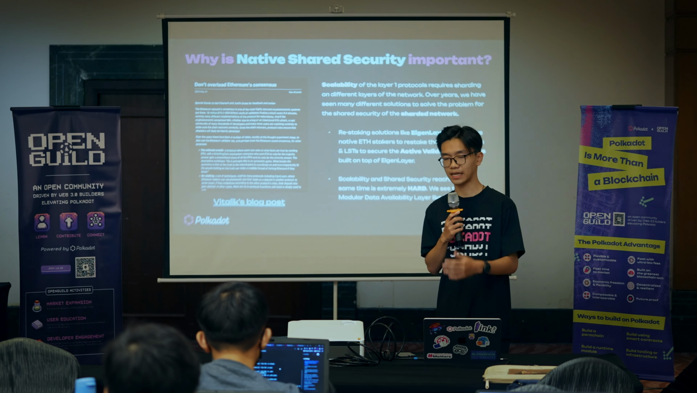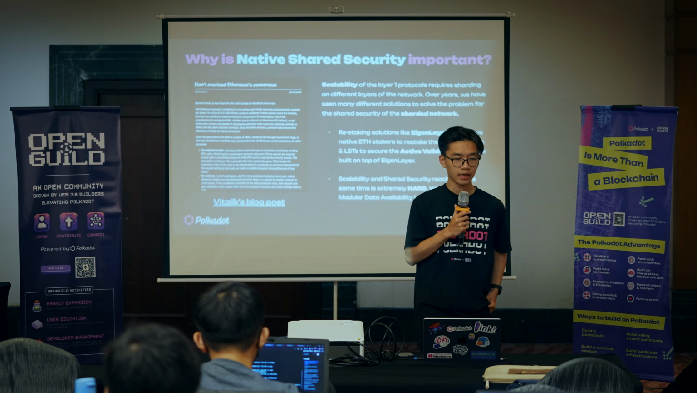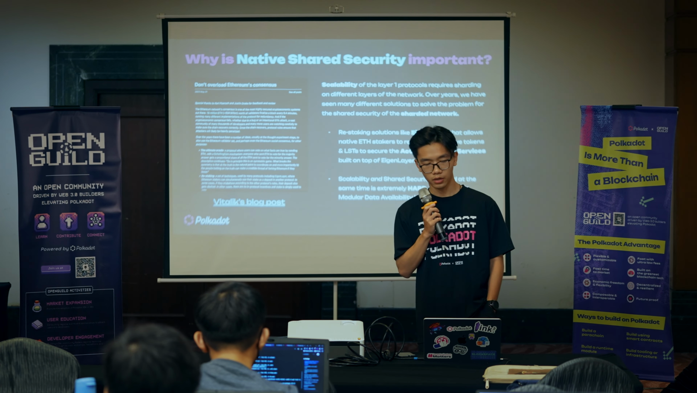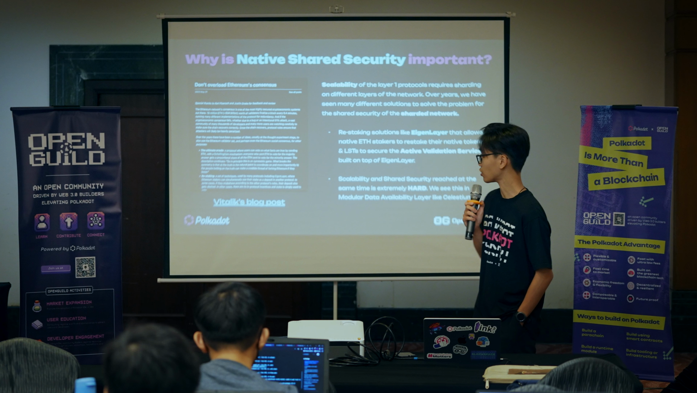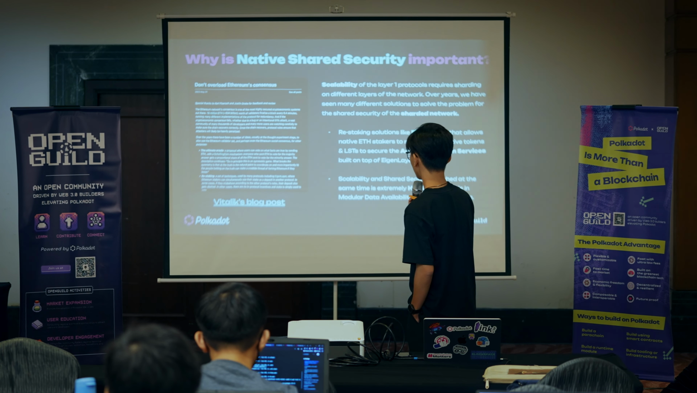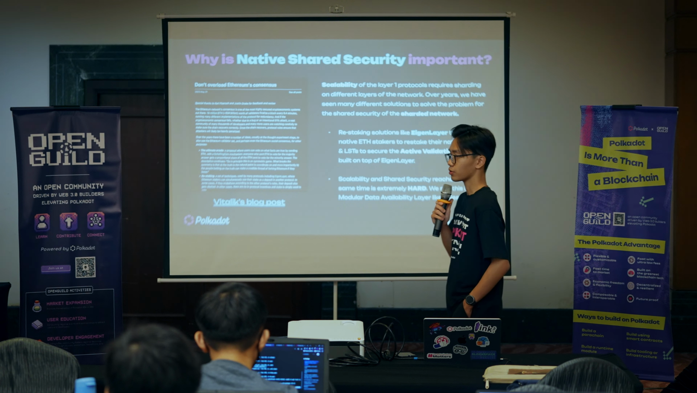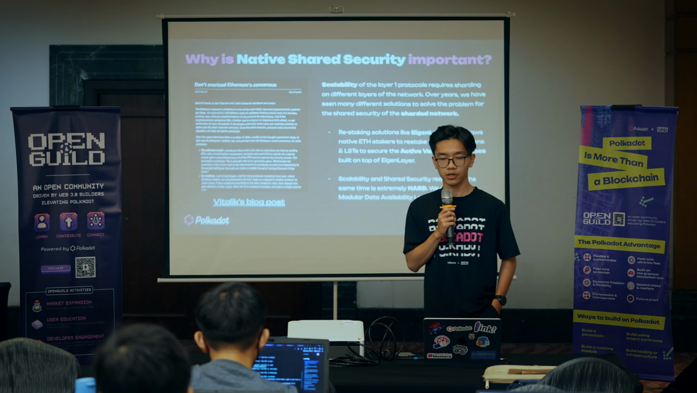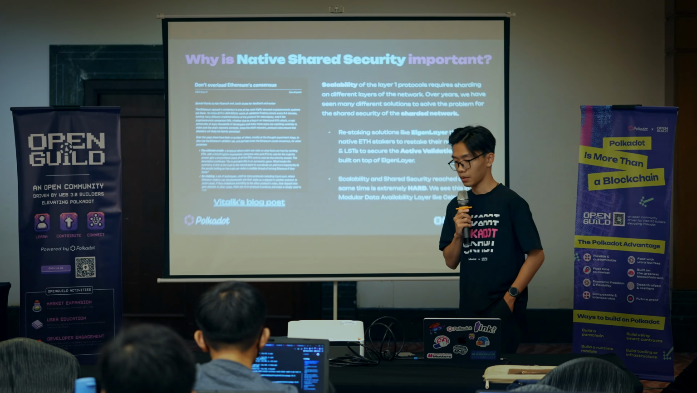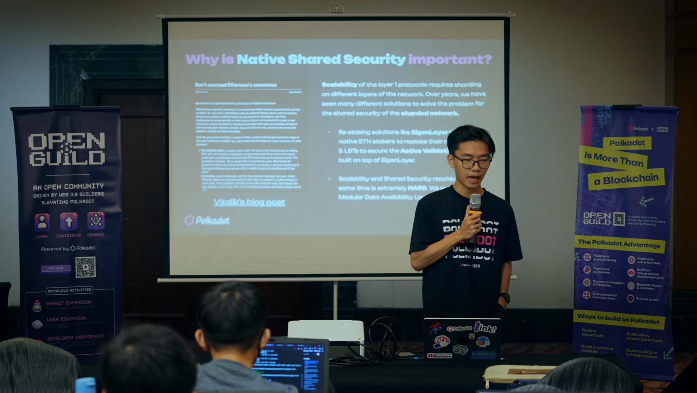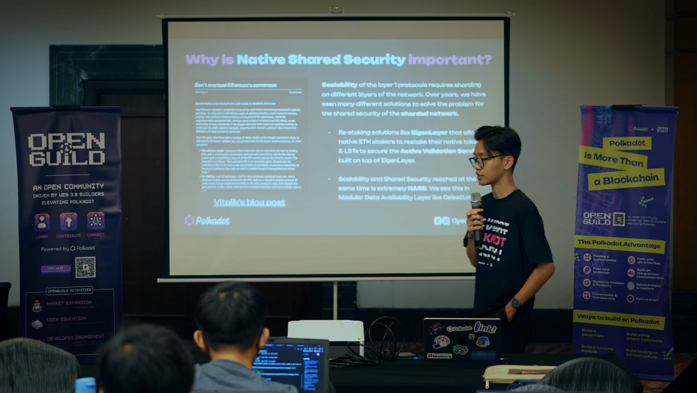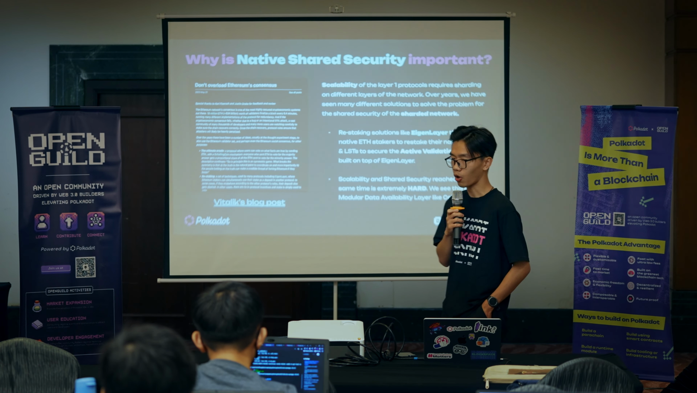For example, we can take the case of Celestia. Celestia is a modular data availability layer blockchain that allows you to build a rollup and do data availability at the data availability layer. But in Celestia's case, any rollup that connects to Celestia has to apply different techniques in its own way.